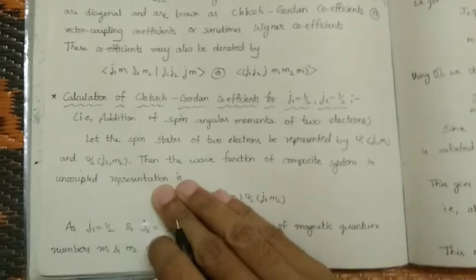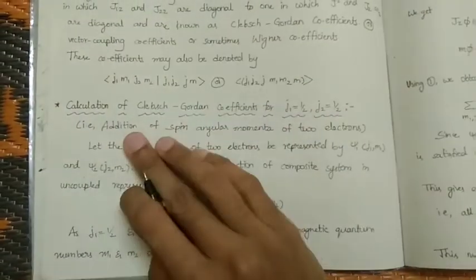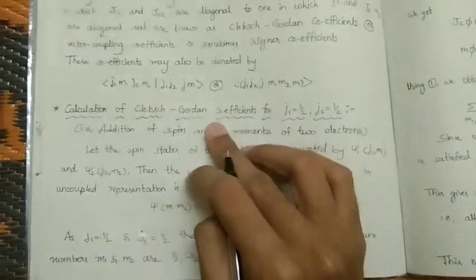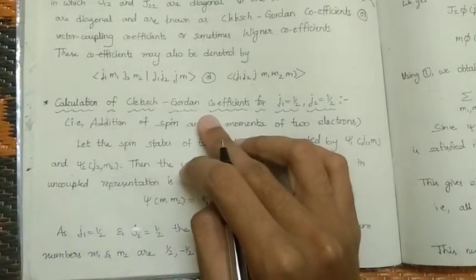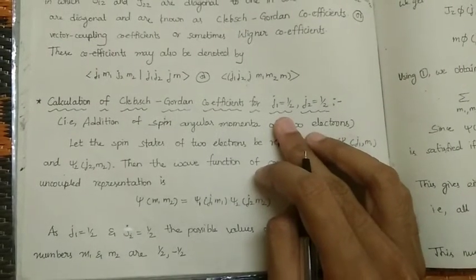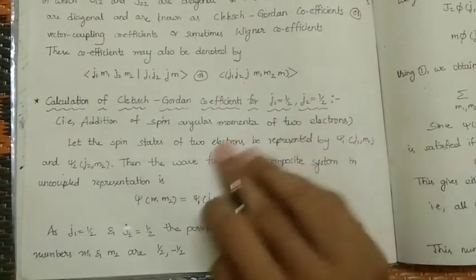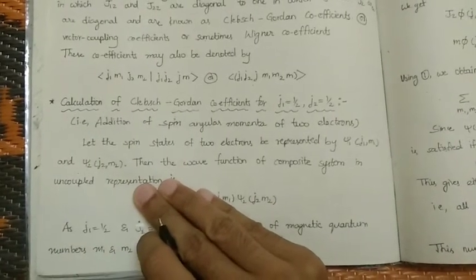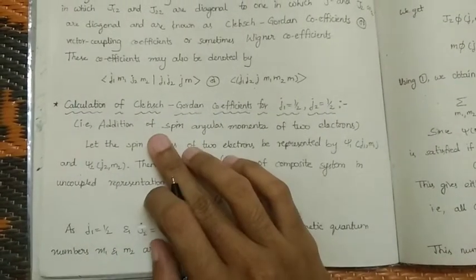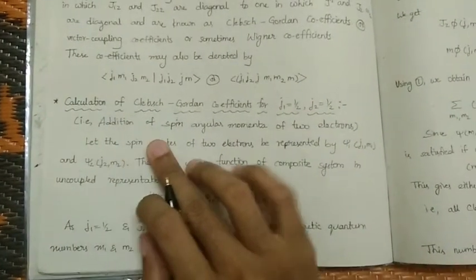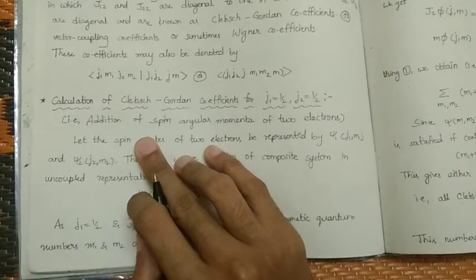So let's see how to calculate Clebsch Gordan coefficients for J1 equals half and J2 equals half. So that is addition of spin angular momentum of two electrons.